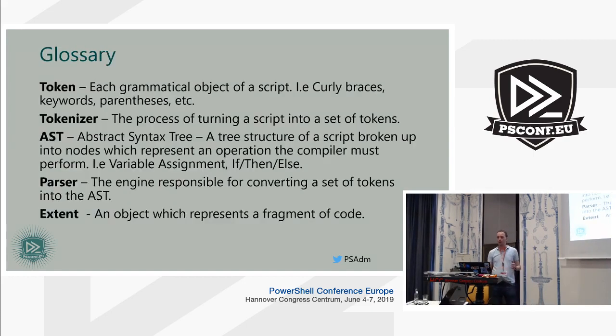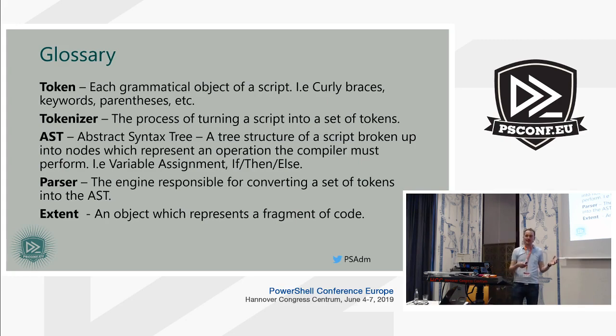So I thought I'd start with a glossary, because these are words that I saw and wondered, what does this mean? You know, an extent. I don't know. Basically, these are the main words you'll be looking at when you're looking at the AST. A token is each word or grammatical object of a script. So you have a left curly brace, which is called a left curly brace, and then you have different kinds of tokens for commands. They're strings. We're going to go through this later.